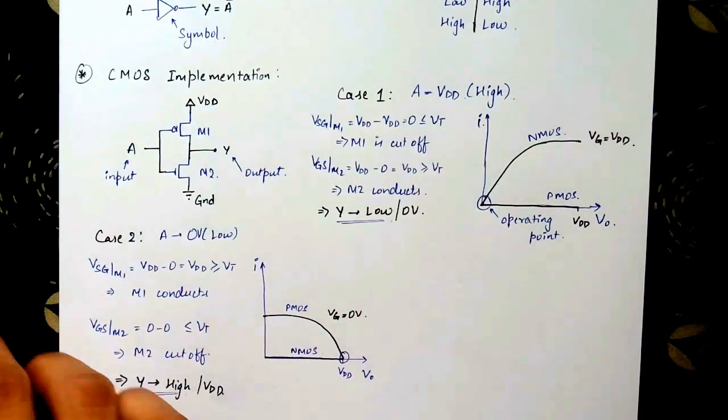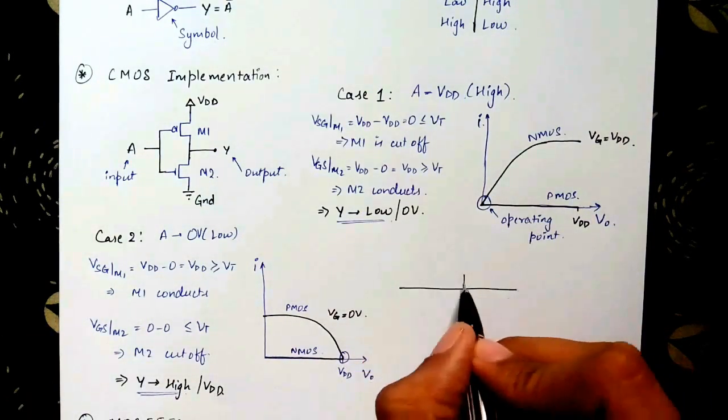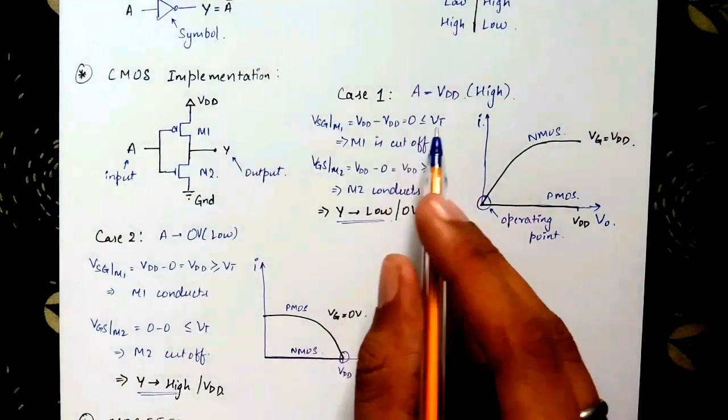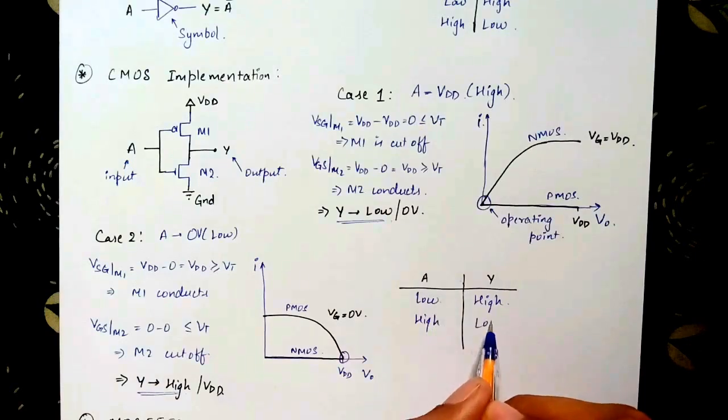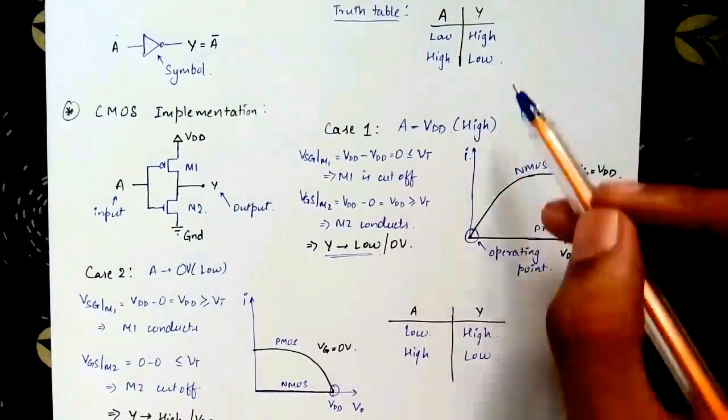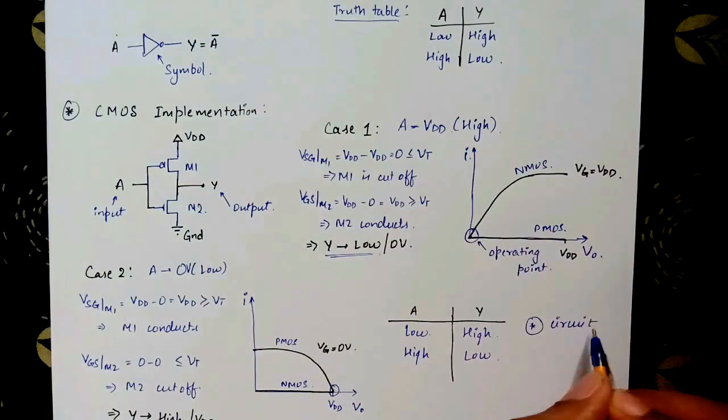Combining the results of the two cases we discussed, we can write that for input low, output is high, and for input high, output is low. This is the same truth table as we saw earlier in this video. So this circuit actually works as an inverter.